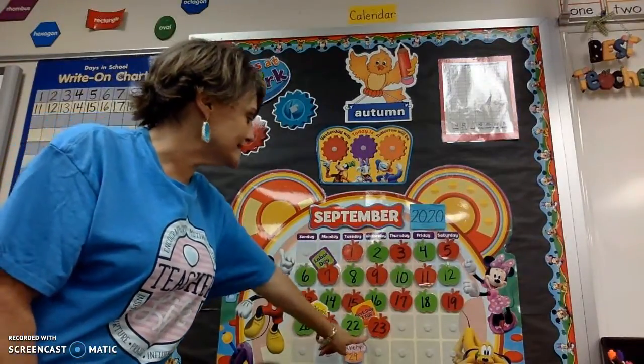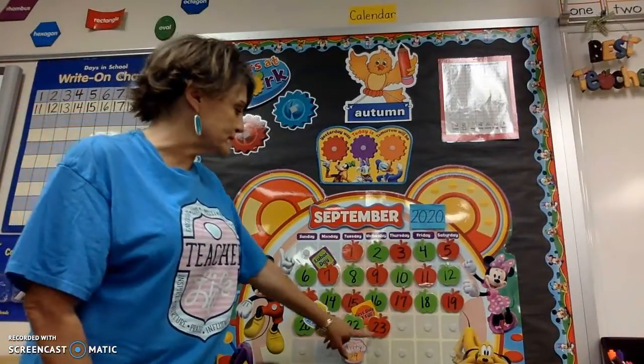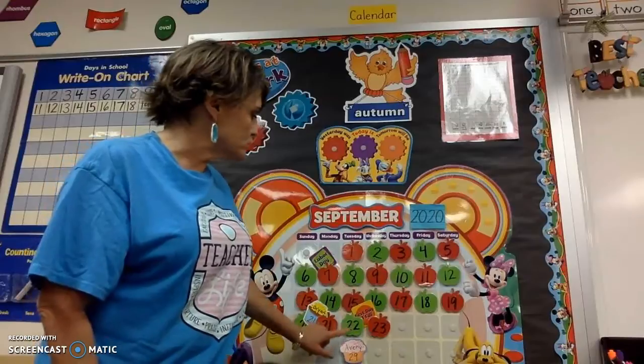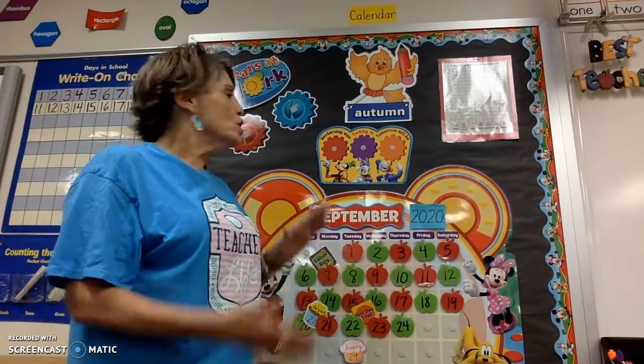Let's start with our calendar. Here we go, friends. We are in the month of September, and yesterday was September the 23rd, so what comes after 23? 20, 21, 22, 23, 24. Mrs. Hensley, 24. So we will put our green apple there. September the 24th, 2020.